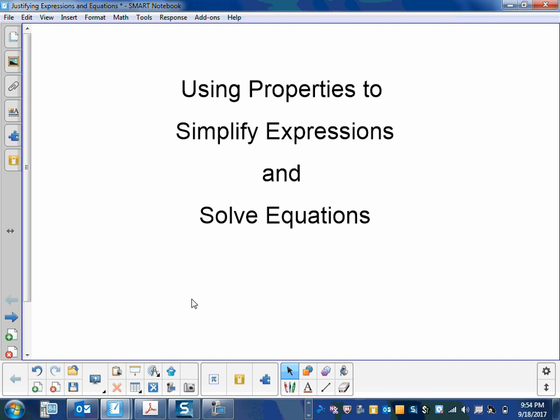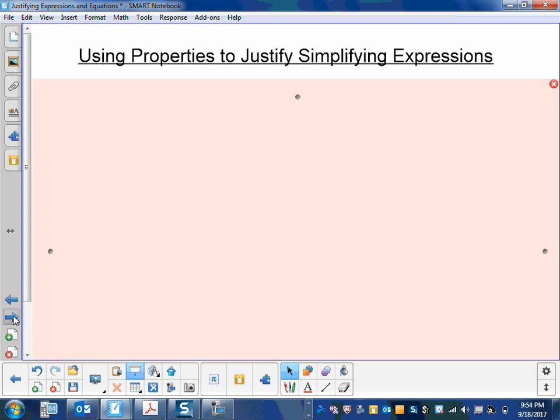This lesson will be using properties to simplify expressions and solve equations. We'll first simplify an expression using properties. Here's the expression 3 times the quantity 1/3 x plus 6. My justification would be given.